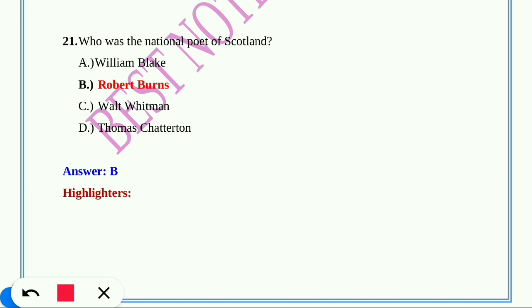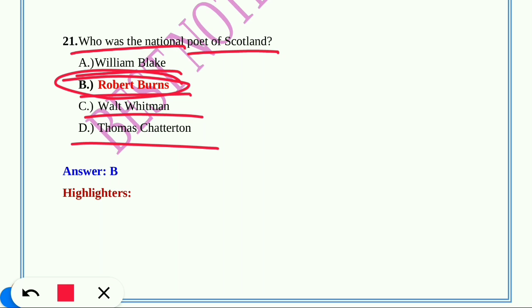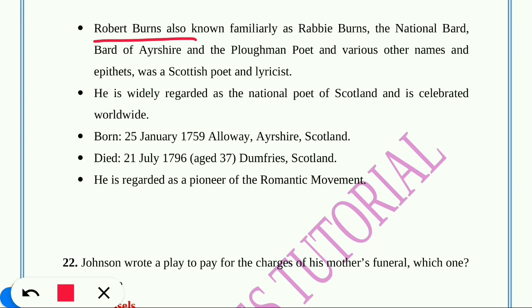Who was the national poet of Scotland? William Blake, Robert Burns, Walt Whitman, or Thomas Chatterton? Here the answer is Robert Burns. Robert Burns, also known familiarly as Robbie Burns, the National Bard, Bard of Ayrshire, the Ploughman Poet, and various other names and epithets, was a Scottish poet and lyricist. He is widely regarded as the national poet of Scotland, and is celebrated worldwide. Let's see the next point.